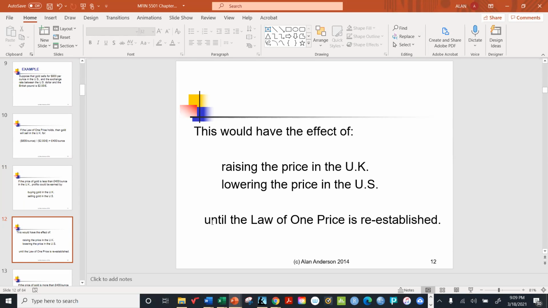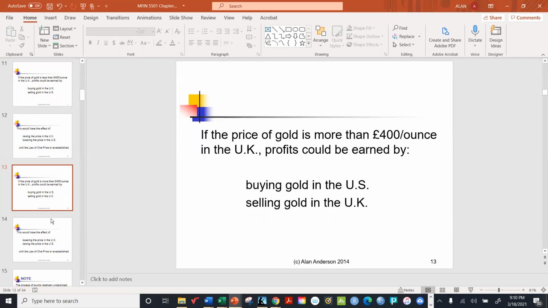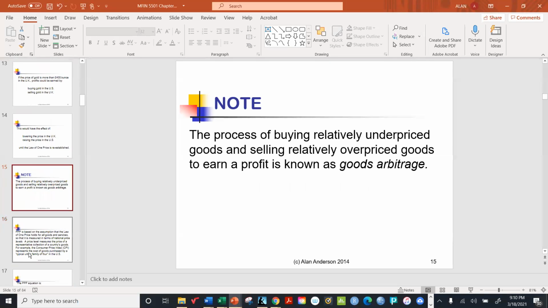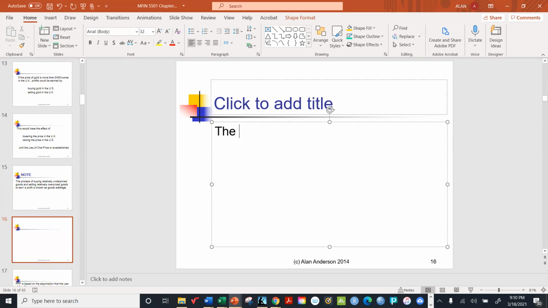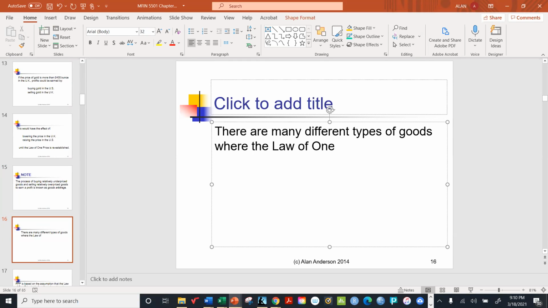But there's the rub, though. This doesn't work for all goods. All right, what do I mean by that? Yes, and I just want to mention, buying and selling physical goods like this is known as goods arbitrage. All right, so I just want to mention here, though, that there are many different types of goods where the law of one price may not hold. For example, perishable goods.